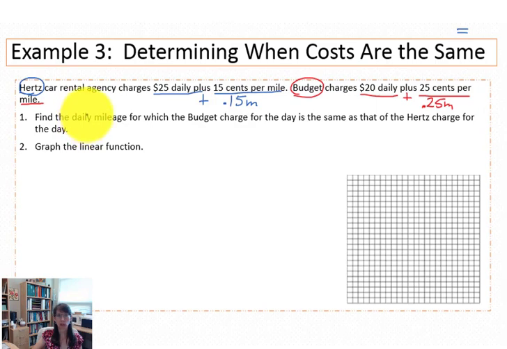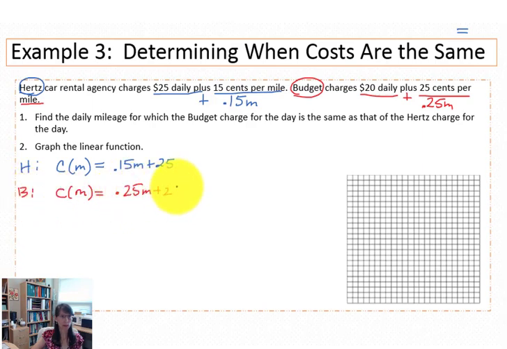So what we want to do is first come up with the individual charges. For Hertz, I'll just write H. Their cost is a function of the miles you drive the car. So cost is a function of miles. It is 15 cents per mile added to $25 daily. So that describes the total cost for the Hertz rental car agency. Now we're going to look at budget. Budget charges 25 cents per mile and $20 per day. So there are the two functions.